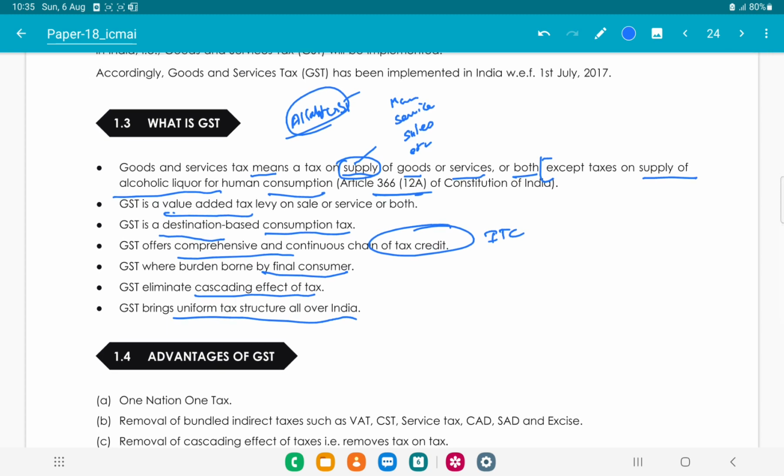Okay, so what is GST? GST means tax on supply of goods or services or both except on alcoholic liquor for human consumption. It is a value added tax. It is a destination based consumption tax. It is a burden borne by the ultimate consumer. There is no cascading effect of tax. There is a uniform tax structure all over India.